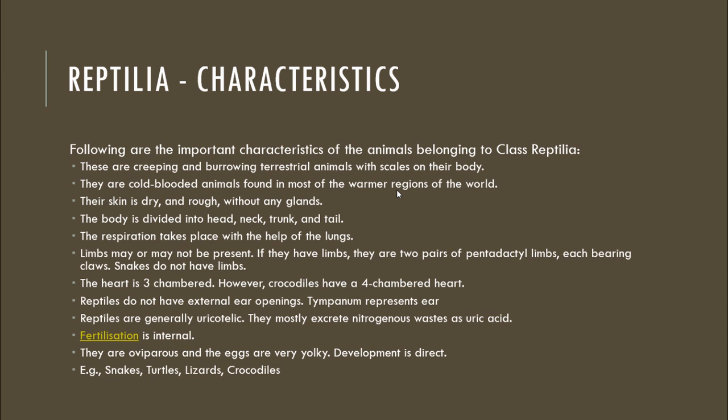Reptiles are generally uricotelic. That means they secrete uric acid. Their ammonia will be converted to uric acid. Fertilization is internal. They are oviparous and the eggs are very yolky. Development is direct. Examples are snakes, tortoises, lizards, and crocodiles.